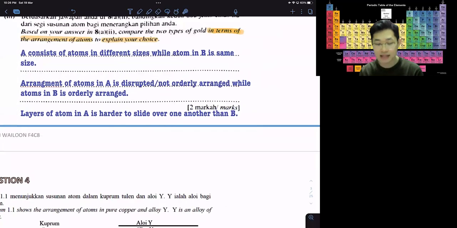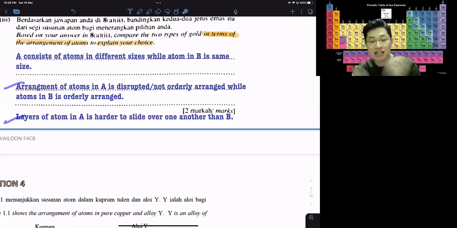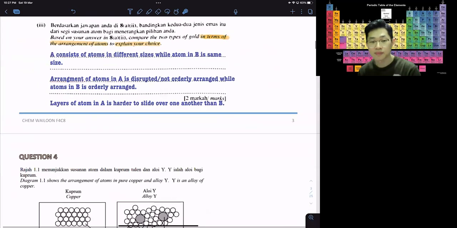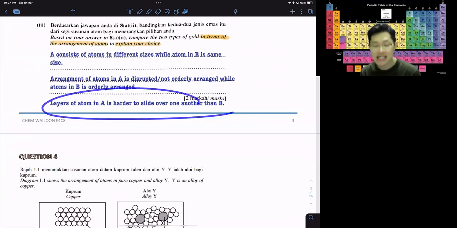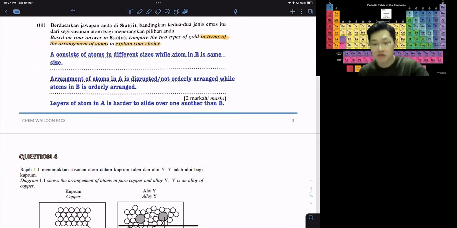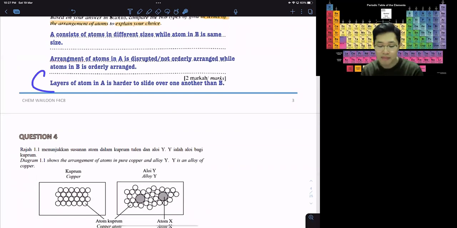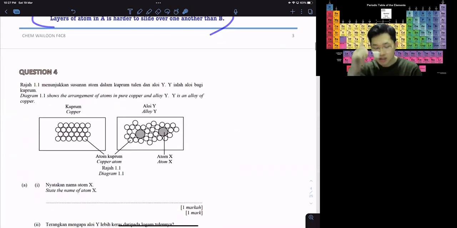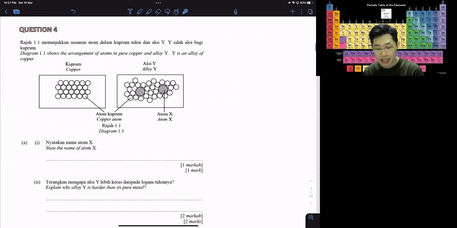Actually, the part that they will give you marks for is here, because they want arrangement. So as long as you give arrangement, and then you say it is harder to slide, then can already. Harder to slide means it is harder. But of course, if you want to add one more sentence, therefore A is harder than B, also can. But the marks are the same point. Consider as one.